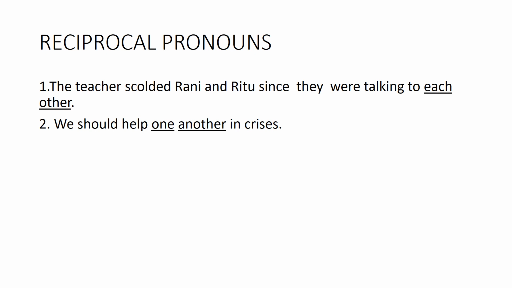Reciprocal pronouns. Reciprocal pronouns indicate actions going on in one direction and also in the opposite direction. Each other is used when two people are involved. For example, the teacher scolded Rani and Ritu since they were talking to each other. One another is used when more than two people are involved. For example, we should help one another in crisis.